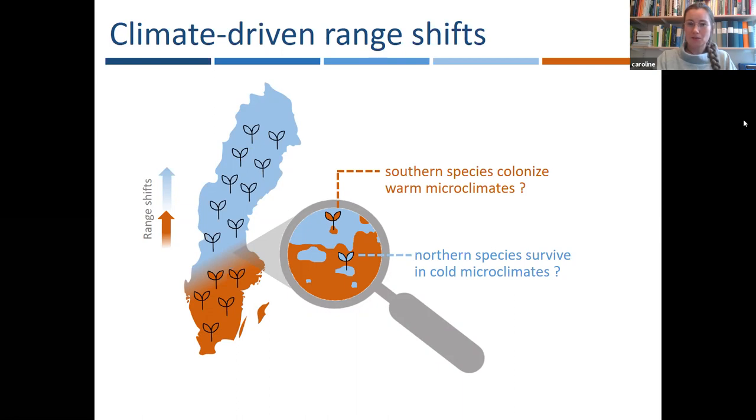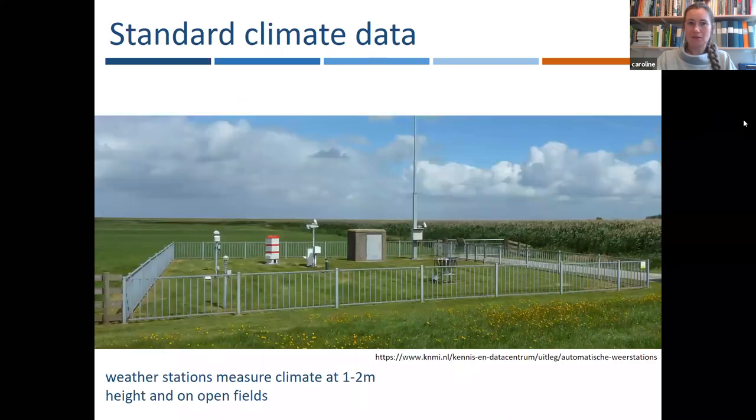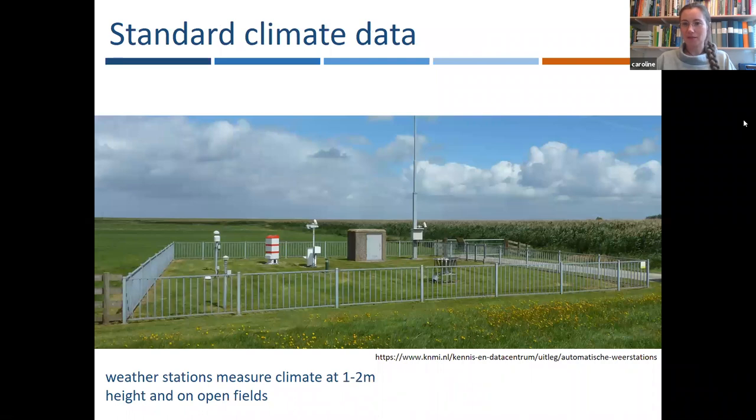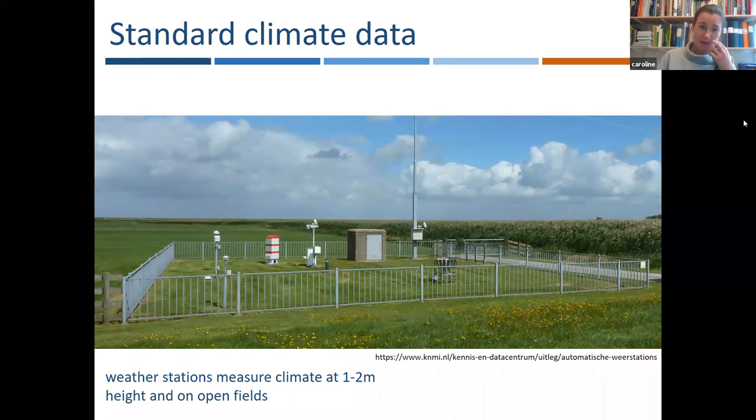The major challenge with this concept is that the standard climate data that are available are not useful. They don't capture forest microclimate. So this is a weather station. These are standardized, so they look basically the same all over the world. And they measure climate at, let's say, 1 to 2 meter height and on open field. So they're deliberately designed to exclude effects of forest, for example. And that is a problem.